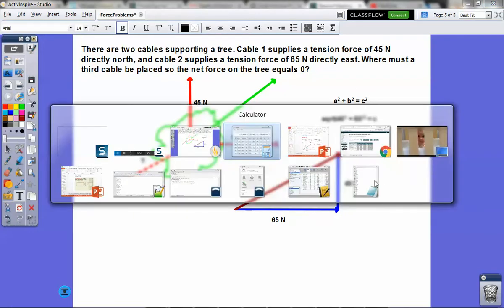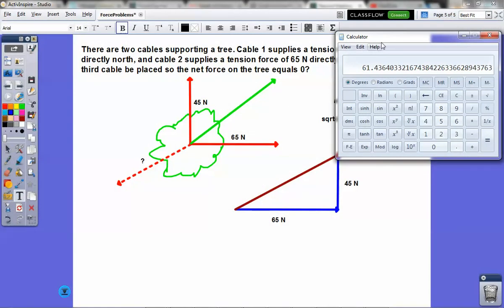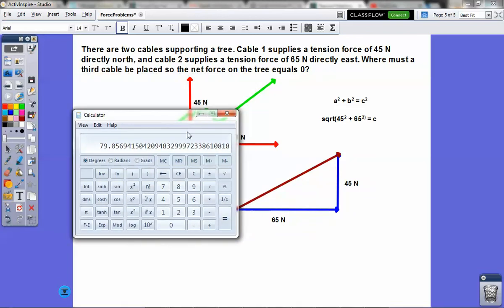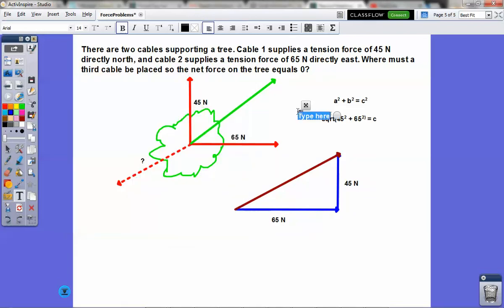So let's get my calculator out. And yeah, 45 squared. Now question, will this answer be greater than or less than 65? It'll be greater than. Good. Because what we're going to end up with is a hypotenuse, right? I'm just going to raise this to the 0.5 because I can't find the square root button. 79 newtons would be our resulting force. All right, so we'd end up with 79 for this problem.